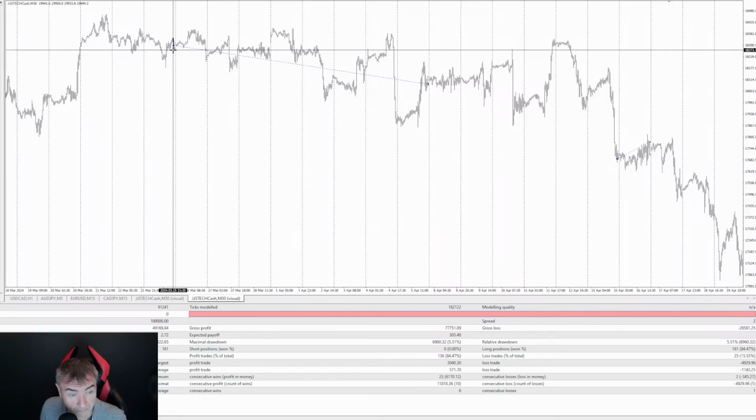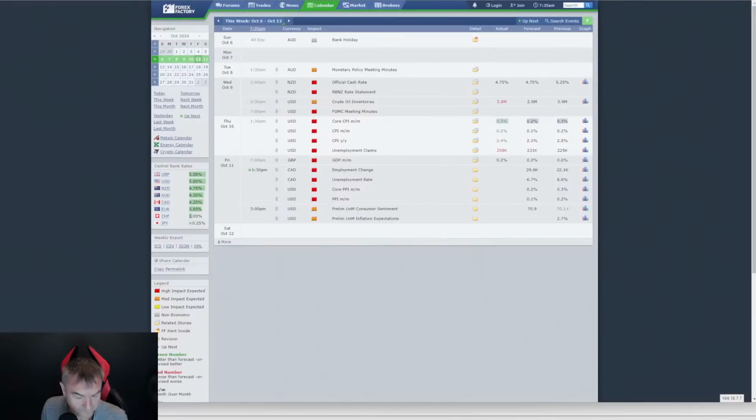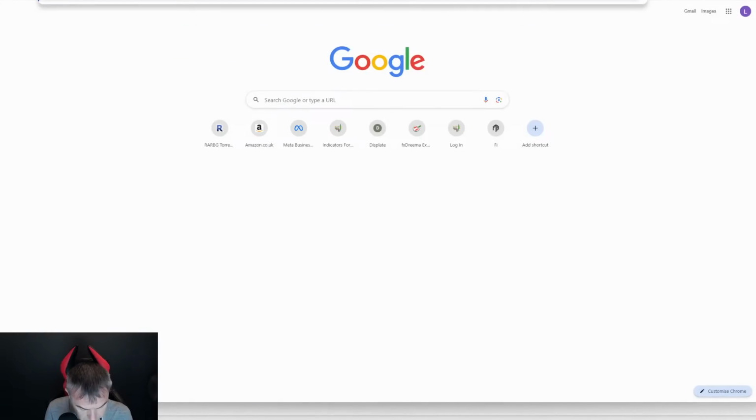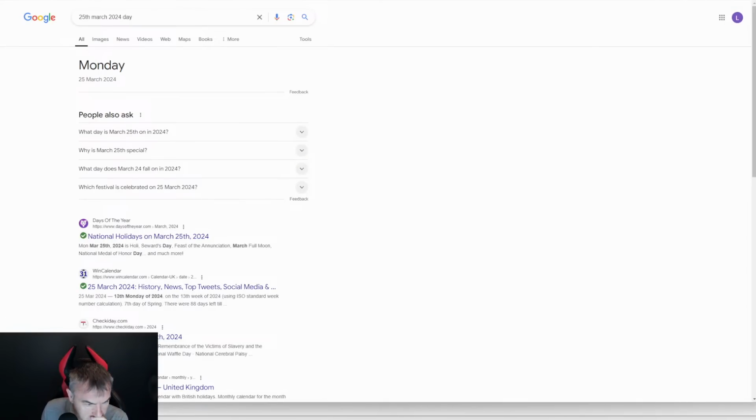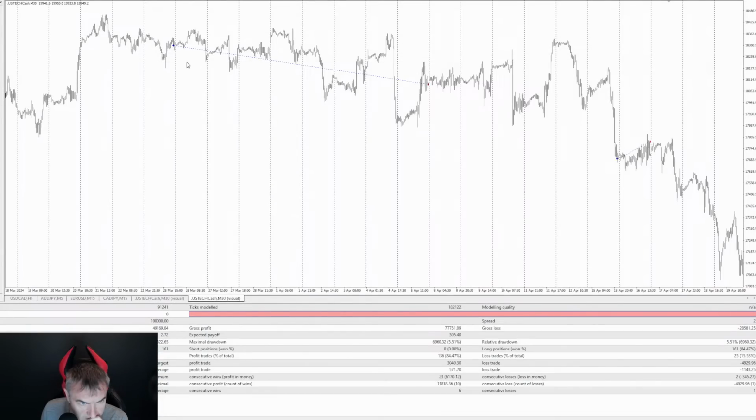Hang on, let me just quickly check this. This might be a glitch in the system somewhere. 25th of March, 2024. It was a Monday. So that's correct. So the 25th, 26th, 27th, 28th. First, second, third, fourth, fifth. There's data missing.